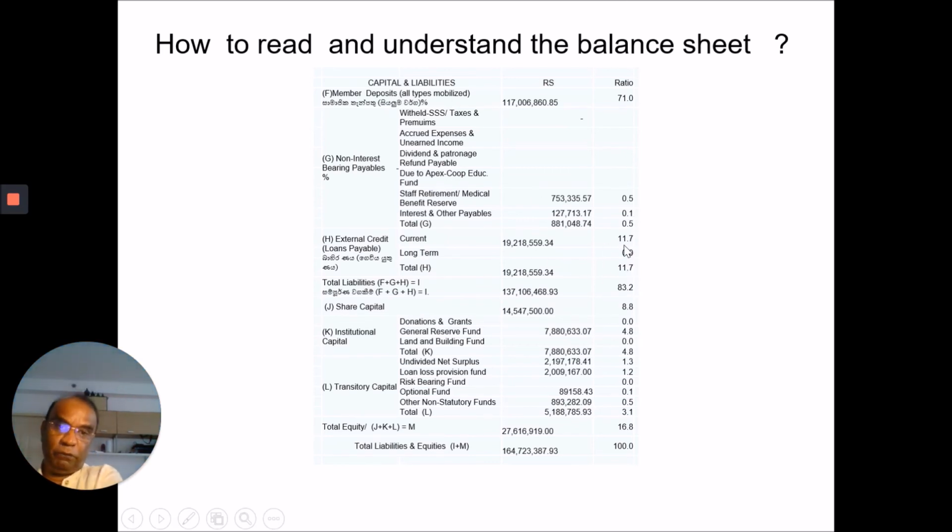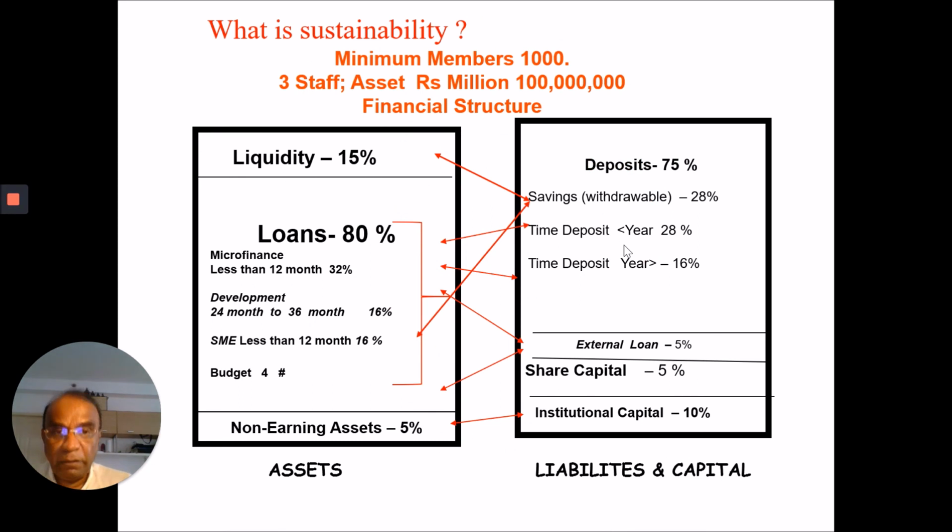But if you look at the last 3 consecutive years trend, we can make a better decision. But come back to my main question, sustainability. So I would like to summarize with sustainability. It's a minimum of 1,000 members, three staff, 100,000 US dollars financial structure.